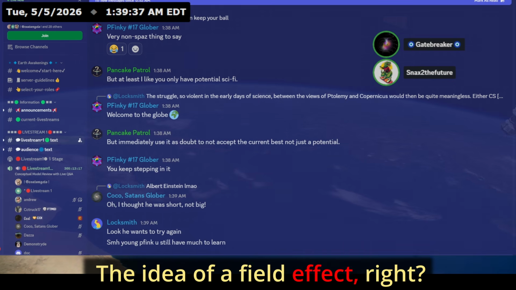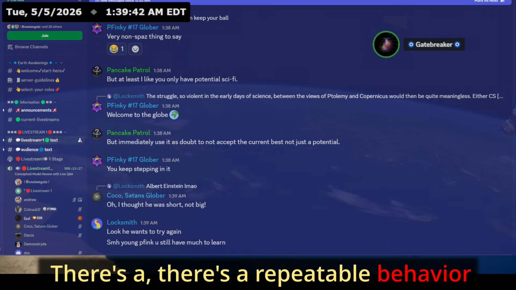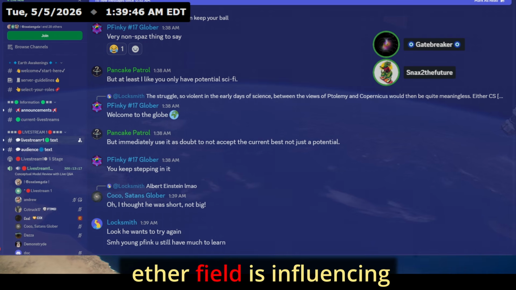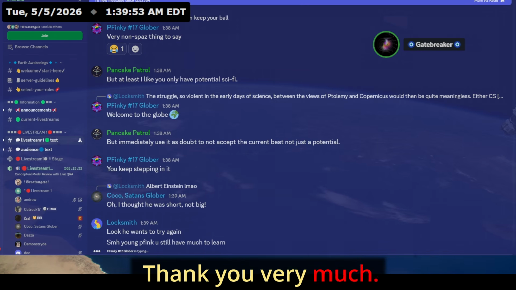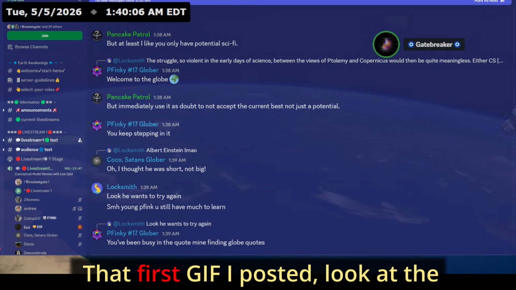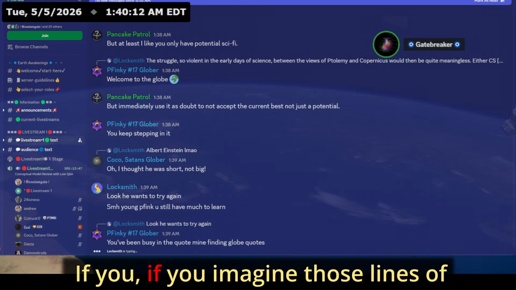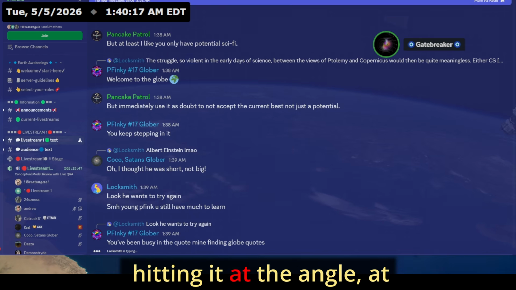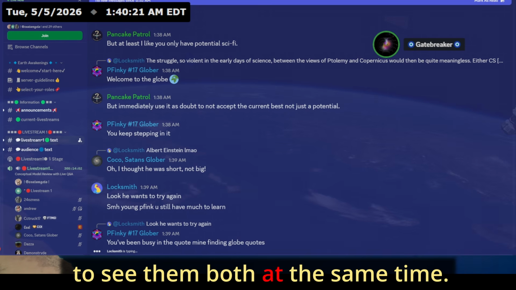You wouldn't be able to remove that from the idea of a field effect, right? There's a rotating field, and the geometry of the field itself, of the ether. How do you know that field won't interact with the words you just said, influencing this per what we talk about? That first GIF I posted, look at the equator of that rotation. If you imagine those lines of force at the equator hitting it at an angle at the surface, concave or convex, you have to see them both at the same time.